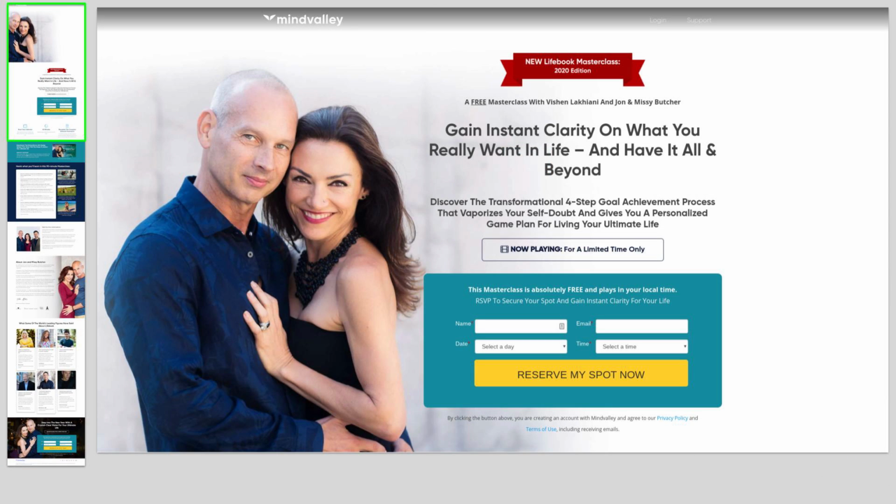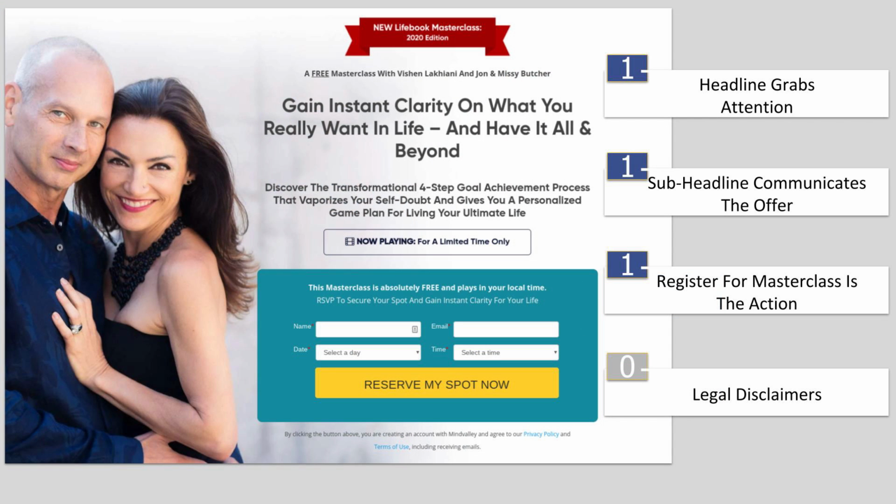So our example here is from mindvalley.com, and this is for a webinar registration to learn how to essentially design your ideal life. So you can see here, we have all of those key elements at the top minus desire. So we have a headline that grabs attention. We have a subheadline that clearly communicates the offer. We have the clear call to action. And the only thing we're missing above the fold is interest and desire.